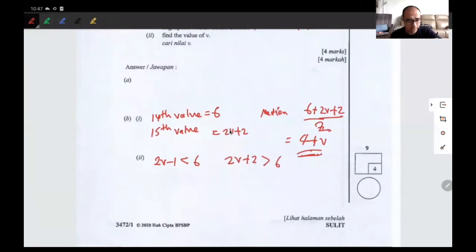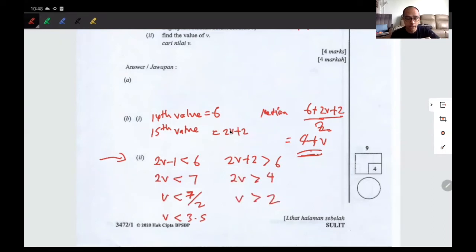Now, where have we seen this situation before? This is actually form 3 inequalities. And how do we solve it? We solve it separately. So this will give you 2v is less than 7, so v is less than 7 over 2, which means v is less than 3.5. That's our first condition. This one is on the right side, 2v plus 2, so 2v is more than 4. So v is more than 2.